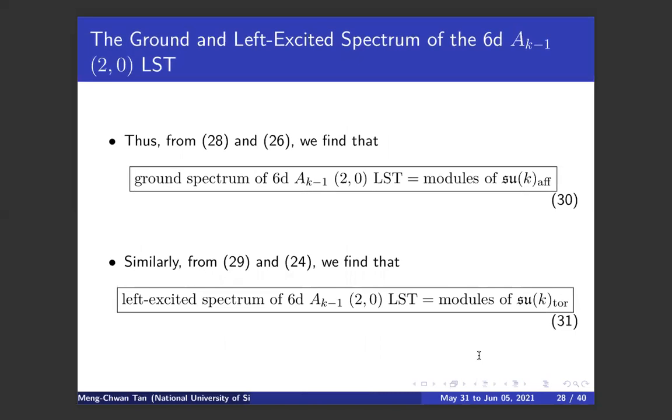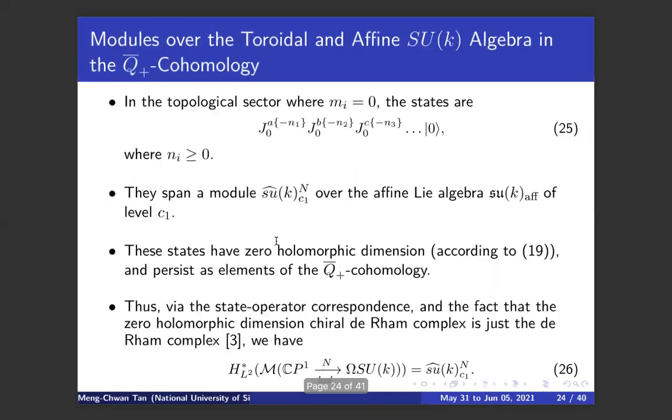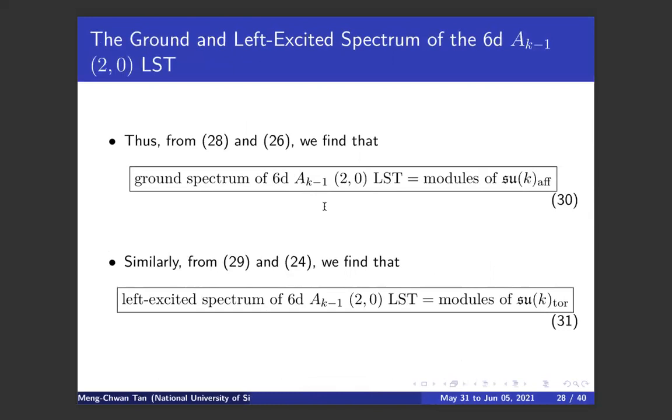Now that we have this identification, that's the crucial part. From equation 28, we use this one for the cohomology identification, and in 26 we saw this for the ground states. So we just replace this with the identification that we saw earlier that has to do with instantons on R4, and then we can come to this conclusion: the ground states of 6D A_{K-1} little string theory, which are given by instantons on R4, will be given by modules of SU(K).